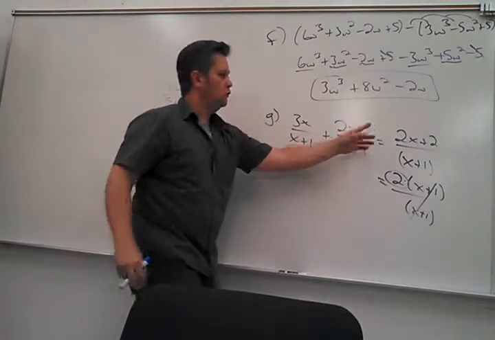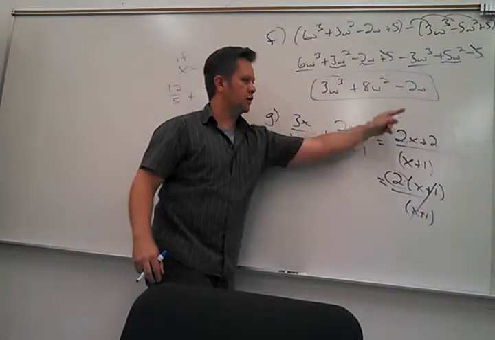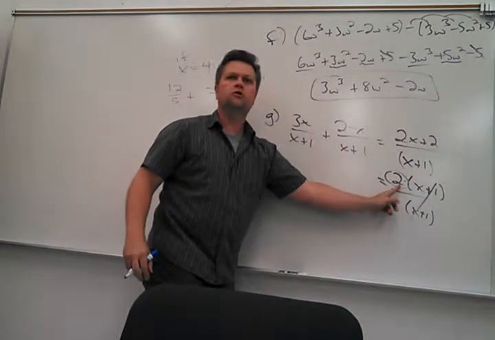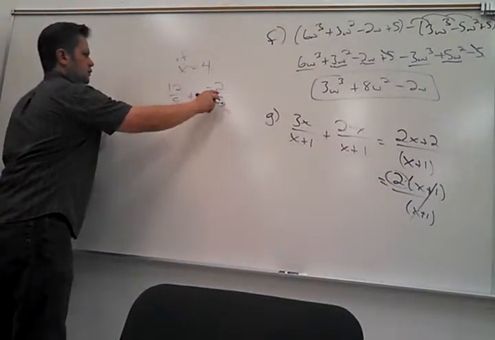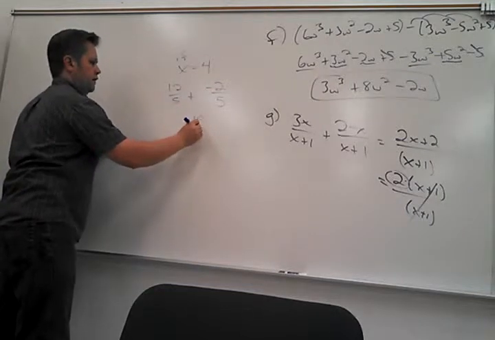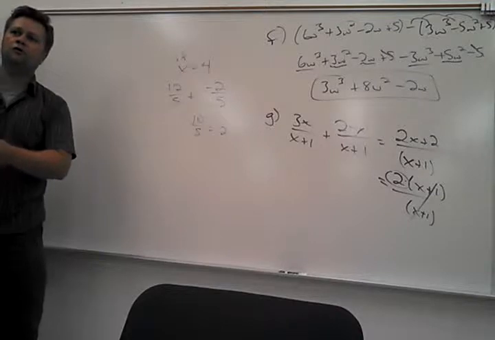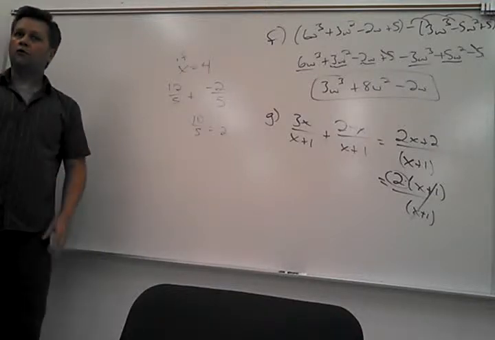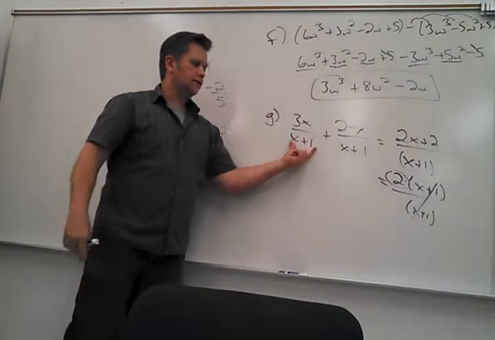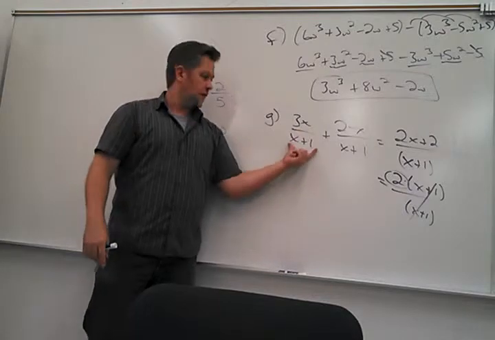But what did we just prove? No matter what x is, this better come out to be 2. So what do you get here? 12 minus 2, 10 over 5, 2. All right, so any number you pick, except, of course, -1. -1 is the thing that messes this whole thing up, because it makes it undefined.